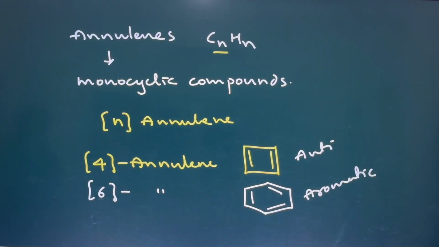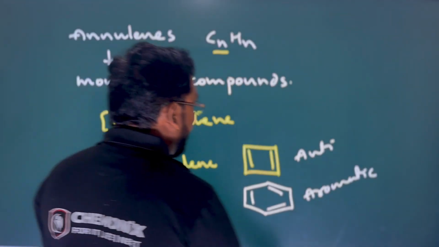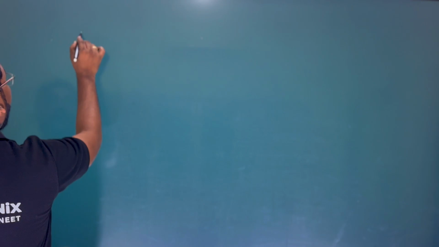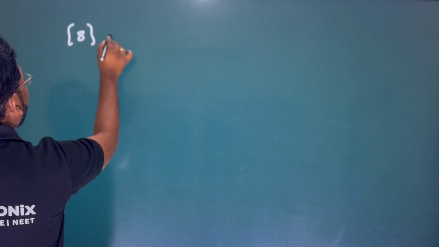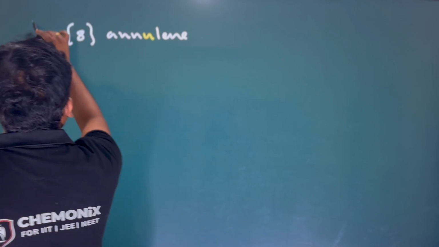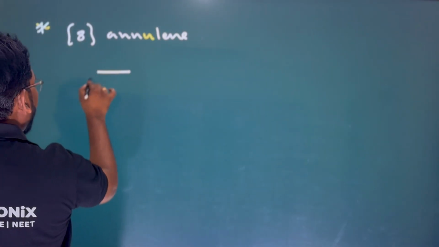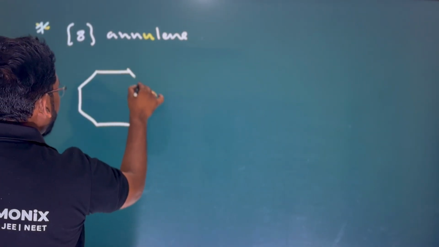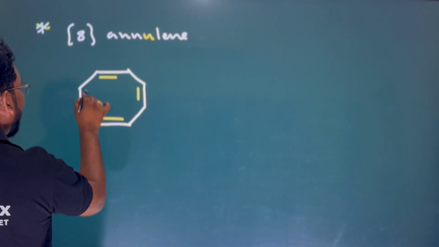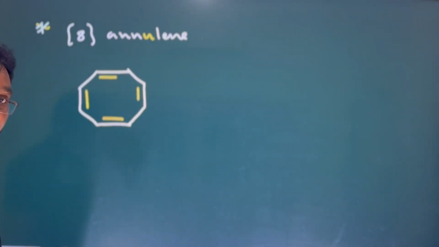Done. Now let me tell you one most important annulene, that is 8 annulene. What is this 8 annulene, and what is its structure? This is really a very important example. We can write the 8 annulene like this. This is called cyclooctatetraene, with double bonds at 1, 3, 5, 7. So this is 8 annulene.